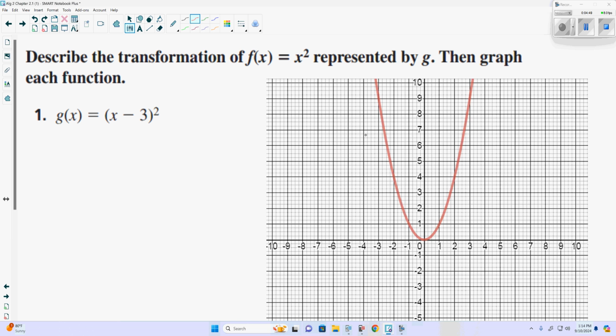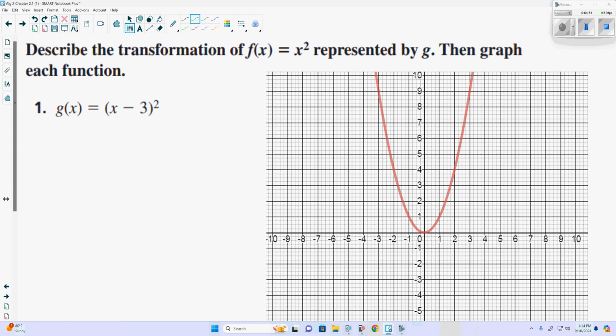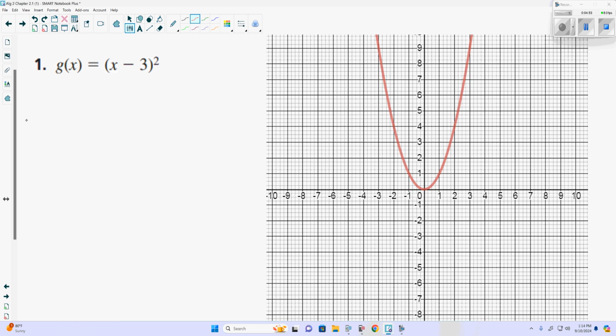So we're given this here: g of x equals (x minus 3) squared. How many transformations do we have? One, the x minus 3, yes? So the x minus 3 inside parentheses tells us we're moving to the left or to the right. And it would indeed be right. How far? 3.